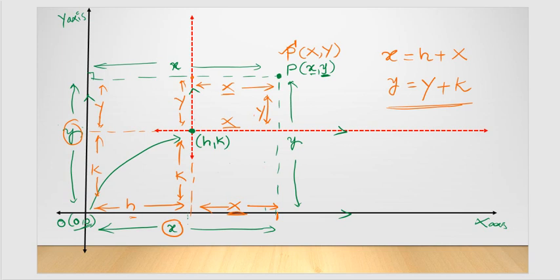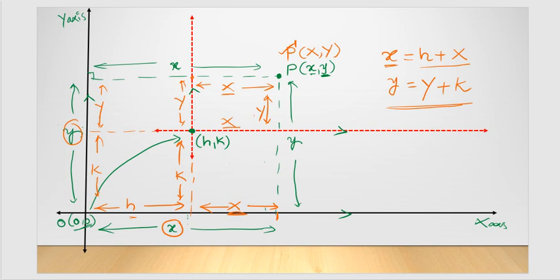So when I shift the origin from (0, 0) to (h, k), my small x value, the original point, and small y, the original point, are changed to h plus capital X and k plus capital Y. This is the derivation, the relation we got from this figure. This is the proof for this.